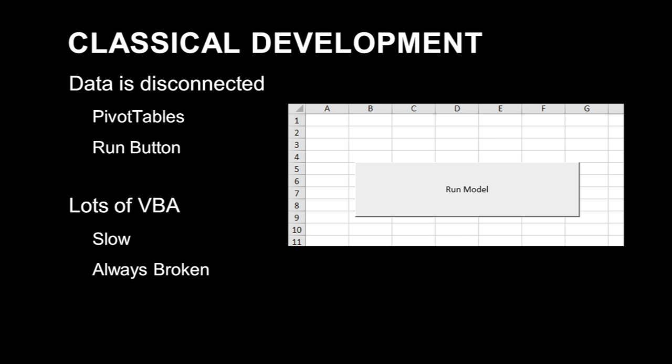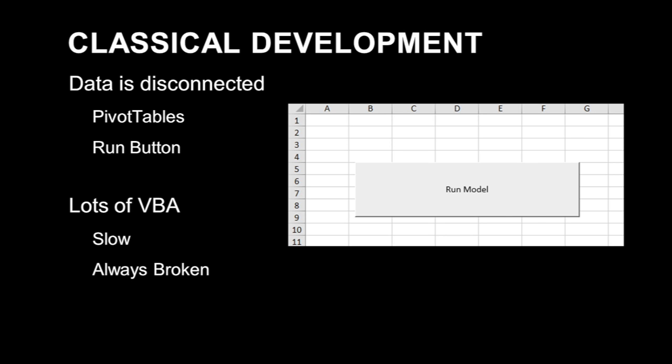So in the classical method, the data is disconnected, and there's a lot of VBA, and it's always slow. And I say it's always kind of broken because when you hit Run, sometimes the screen fades to white, and you really hope that it's going to work, but you're not sure. So it's in this state of unknown, much like Schrodinger's cat. So we don't really like that type of development. And I have other courses where I talk about using VBA, but I think it's very important to understand formula-driven development first.